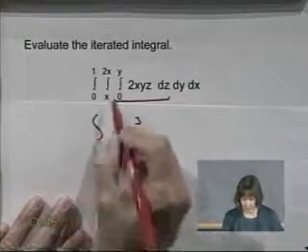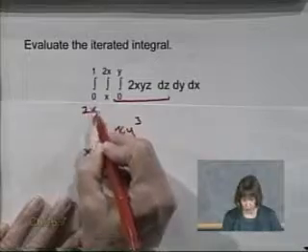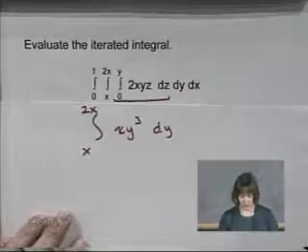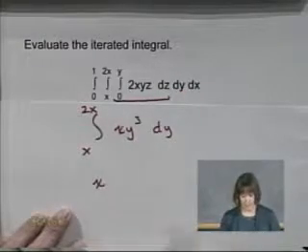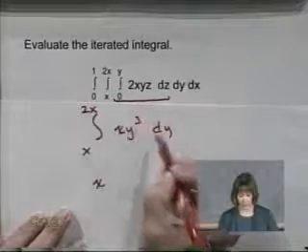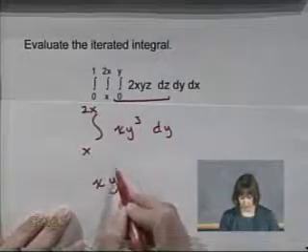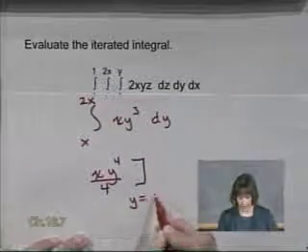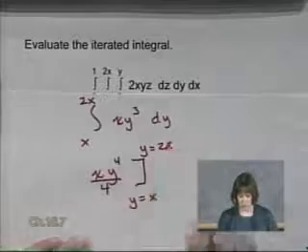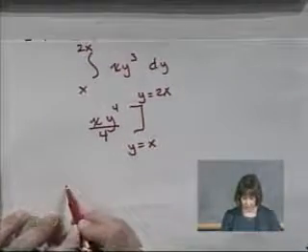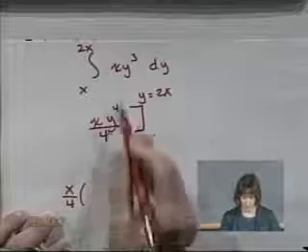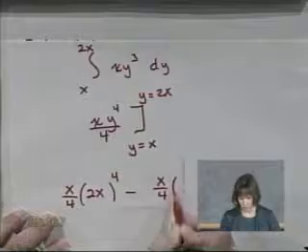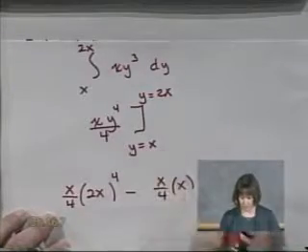and now I'm integrating from x to 2x with respect to y. Again, x is a constant, so it comes along for the ride. I'm really just integrating y cubed dy, which gives me y to the 4th over 4. And we're integrating as y goes from x to 2x. So I have x over 4 times y to the 4th, so I put in 2x, and that's going to the 4th, minus x over 4 times, and x is going in for y.